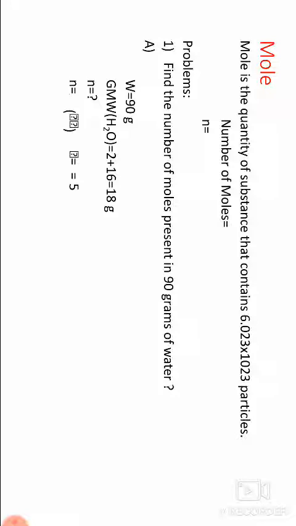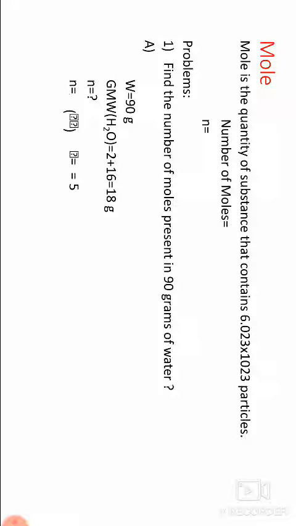The relation between mole and molecular weight of the compounds is given by the following equation: number of moles equals the weight of the compound in grams divided by the gram molecular weight of the compound, that is, small n equals W by GMW.